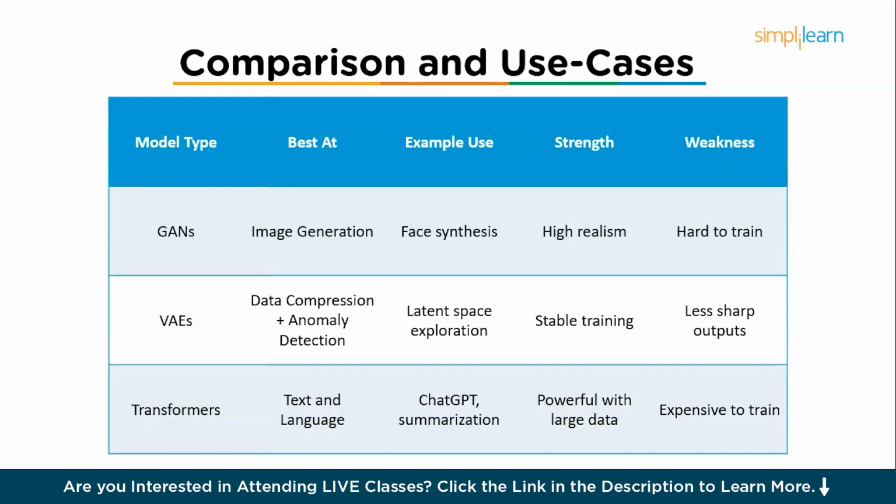So then coming to the model type, that is the transformers, and it is best at text and language. And then we have an example use, that is ChatGPT and summarization. And then we have the strength, that is powerful with large data. And then we have a certain weakness, that is expensive to train.